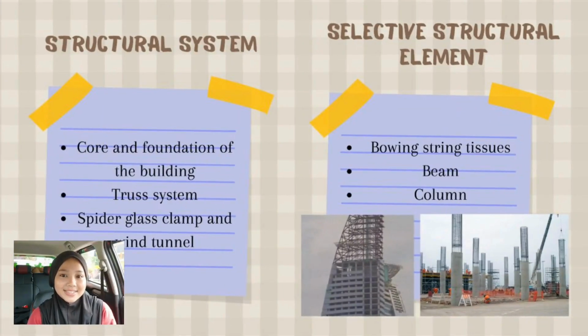Lastly, the structural system of Menara Telecom has the core and foundation of the building, truss system, spider glass clamp and wind tunnel. The selective structural elements are bowstring trusses, beams and columns.